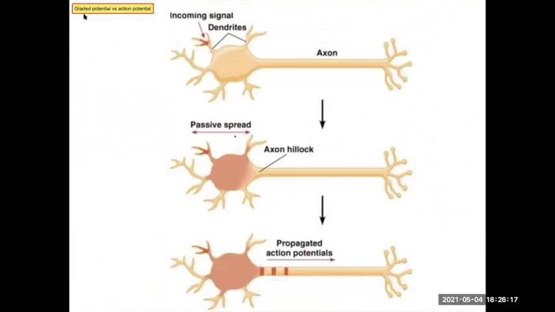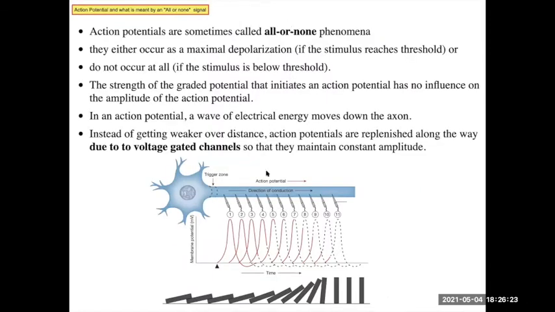This is where we're going to move from a graded to an action potential at this point. So your action potentials, you'll see these referred to as an all or none phenomenon. They're either going to occur as a maximal depolarization. If you reach that trigger zone and it fires, it goes, right? Or if you don't reach that trigger zone, it doesn't go, right? All or none. It either goes or doesn't go.